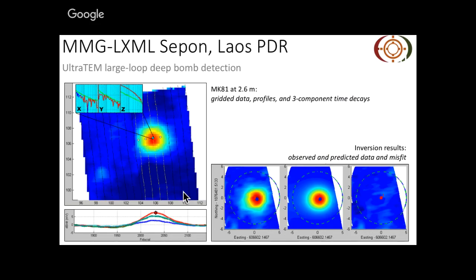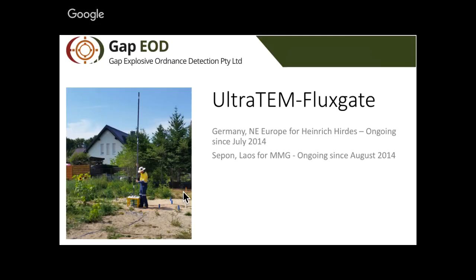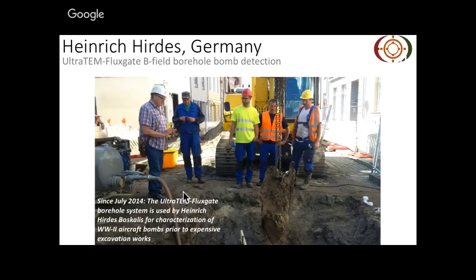Just more examples. Sorry. We've got fluxgate systems doing downhole EM in Germany as well. We've been working with a company there called Heinrich Herdes, and they're responsible for finding large bombs which are leftovers from the Second World War, which are still within villages, for example. It's quite common to be doing surveys between houses in places like that. Just another example of them digging one up.